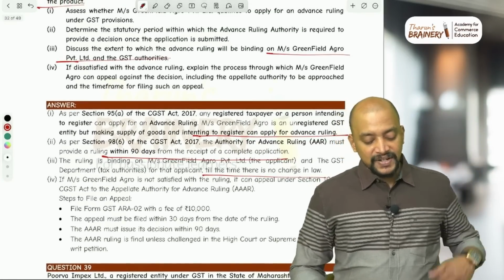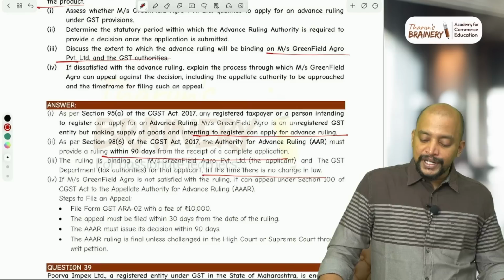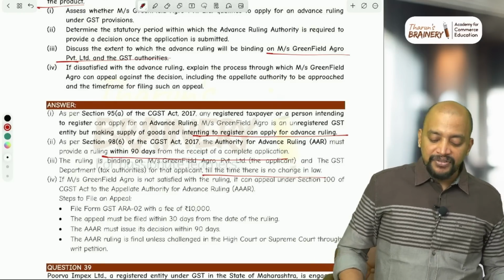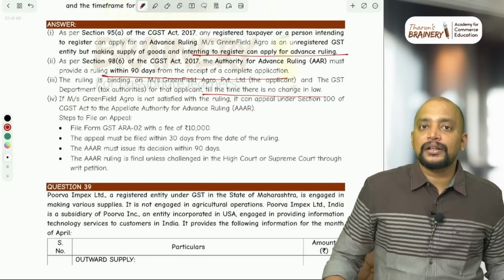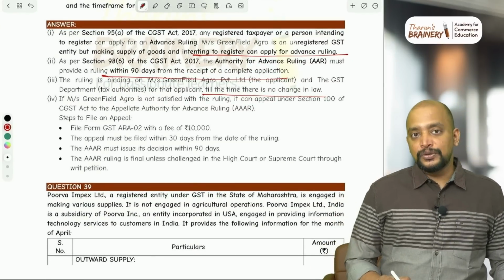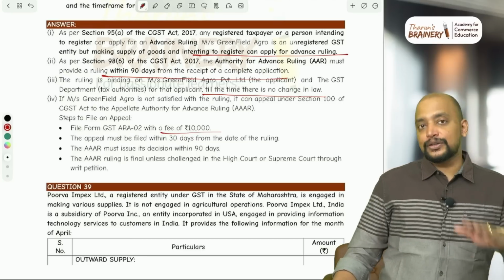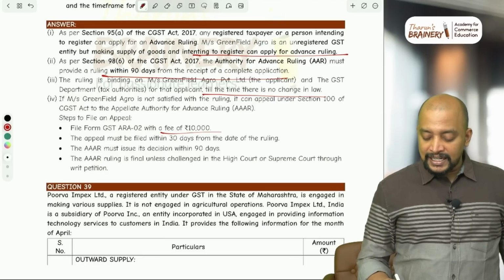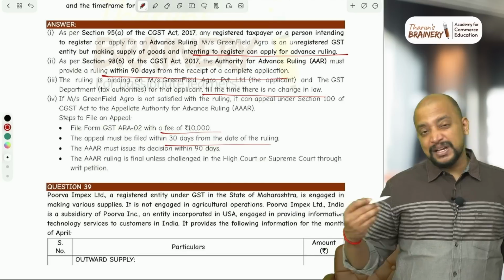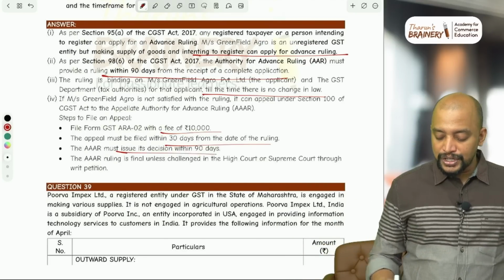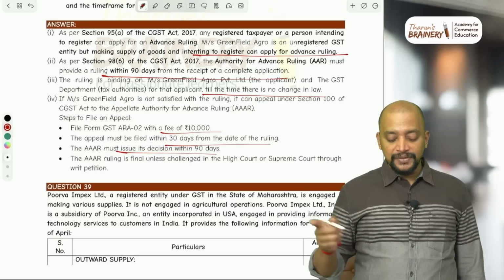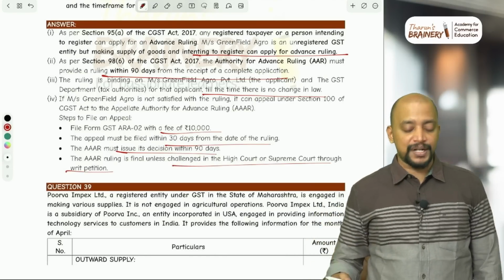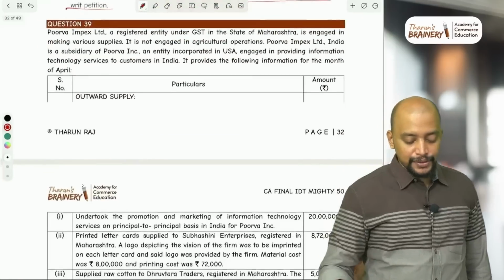If dissatisfied with the advance ruling, explain the process through which Messrs. Greenfield Agro can appeal against the decision, including the appellate authority to be approached and the time frame for filing such appeal. So they need to go for appellate authority for advance ruling, and they need to file with the application fee of 10,000 rupees, 10,000 under CGST, 10,000 under SGST, and they need to make appeal within 30 days from the date of ruling, and it can be extended for a further period of 30 days, and they should issue decision, appellate authority for advance ruling, within 90 days, and it is final unless challenged in High Court or Supreme Court through writ petition. So this is a question based on advance ruling.